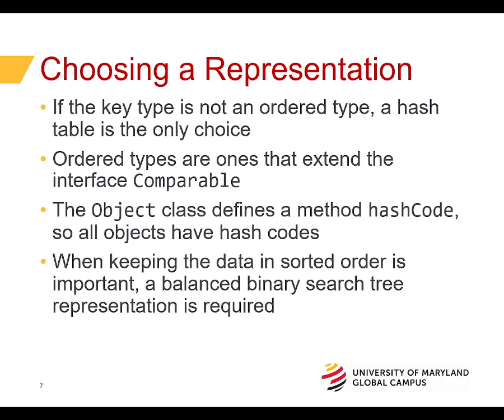So what other factors should we consider when deciding which one to use? If the key type is not an ordered type, then a hash table is the only choice. Ordered types are, of course, ones that extend the comparable interface. Because the object class defines the method hashCode, all objects are hashable. Because they have hash codes, there's no restriction on the type of the key, provided it is an object. Recall that in Java, a generic class can only be instantiated for objects, so primitive types are not a possibility. Not all languages have that restriction.